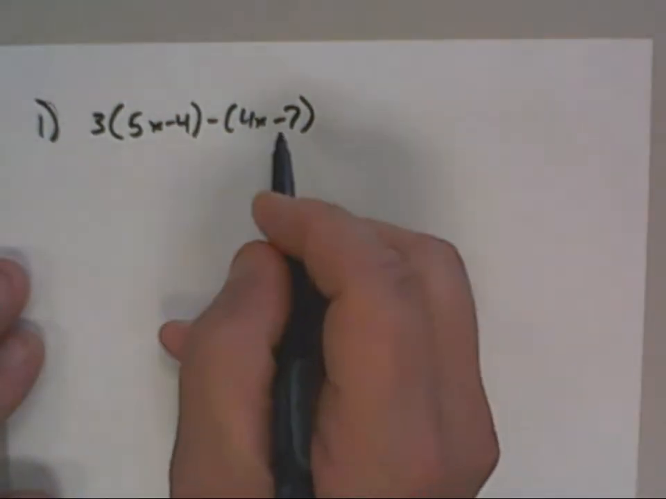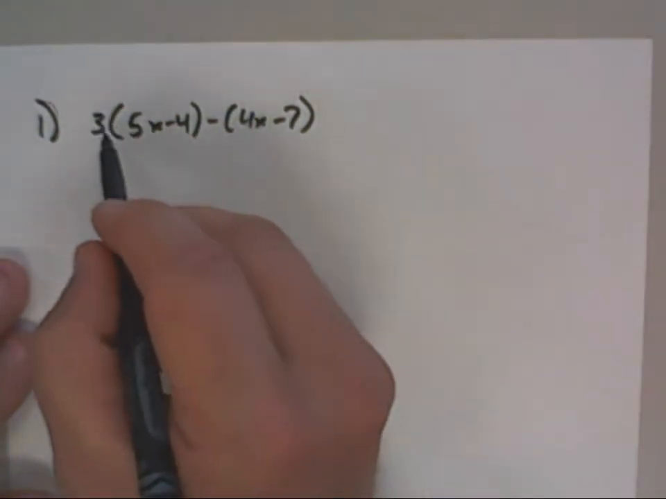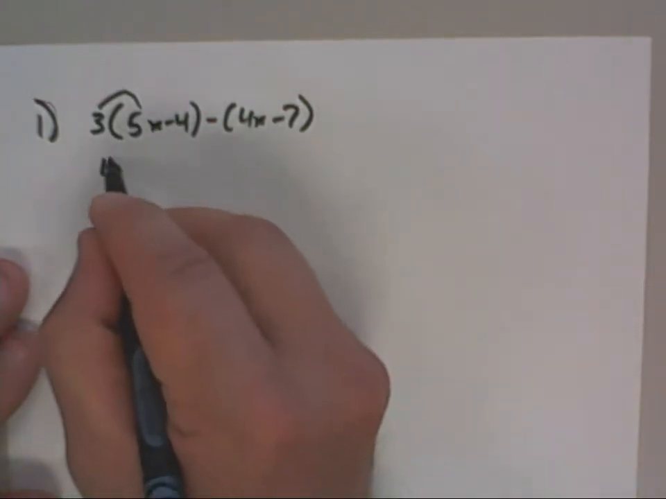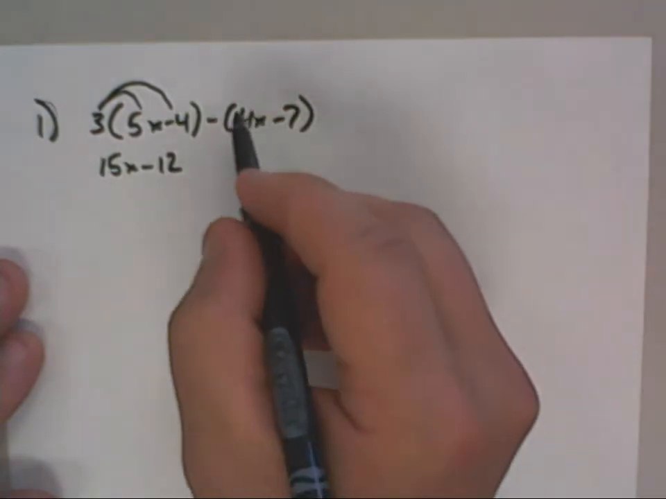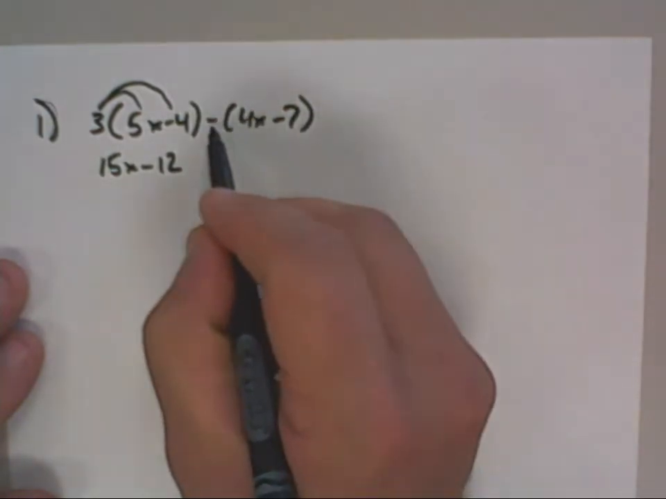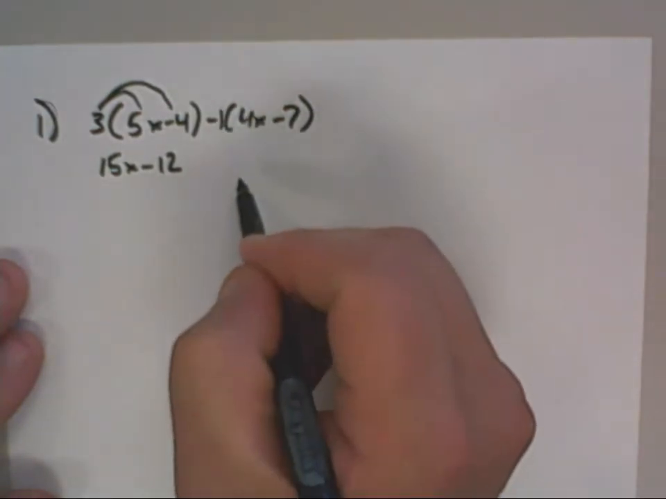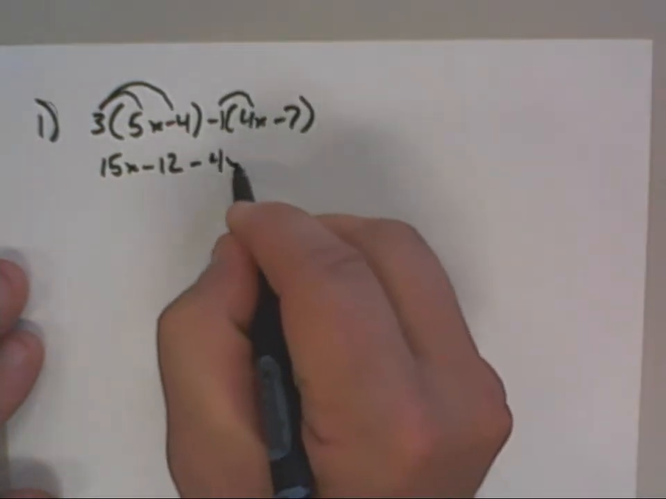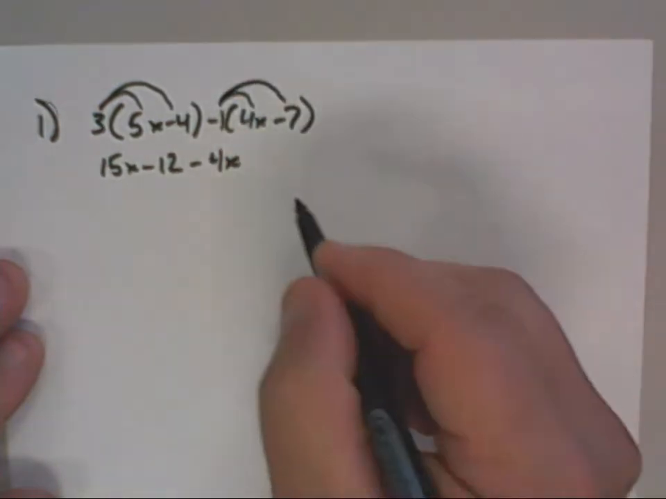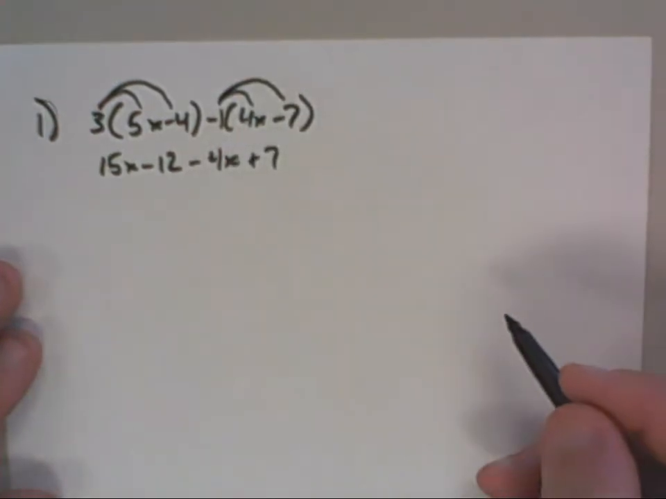We're going to start number 1 by using the distributive property. I'm going to take 3 times 5x, which is 15x. 3 times negative 4 is negative 12. And then whenever we have a set of parentheses with a negative sign in front of it, it's like there's a negative 1 in front of it. So this is like negative 1 times 4x, which is negative 4x. And negative 1 times negative 7, which is positive 7.